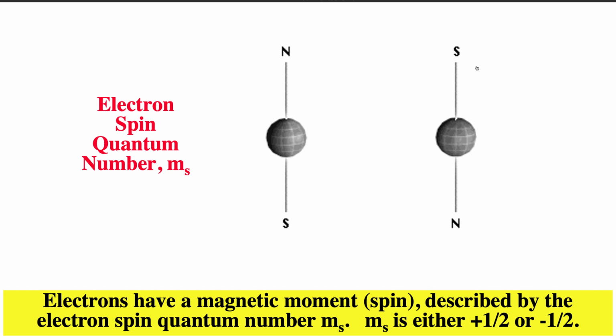Now we've talked about the orbitals. The electrons have a spin. The M sub S value can be plus a half or minus a half. That corresponds to the relative orientation in a magnetic field. Now, it's unfortunate that we call it a spin. It just means the electron has a magnetic moment. And again, the electron magnetic moment can be aligned with the field or against the field.